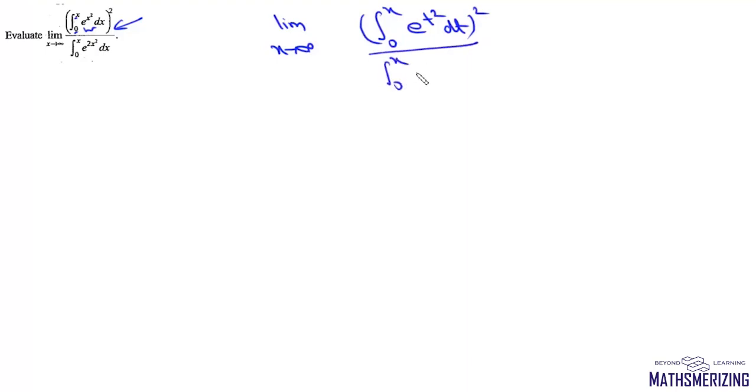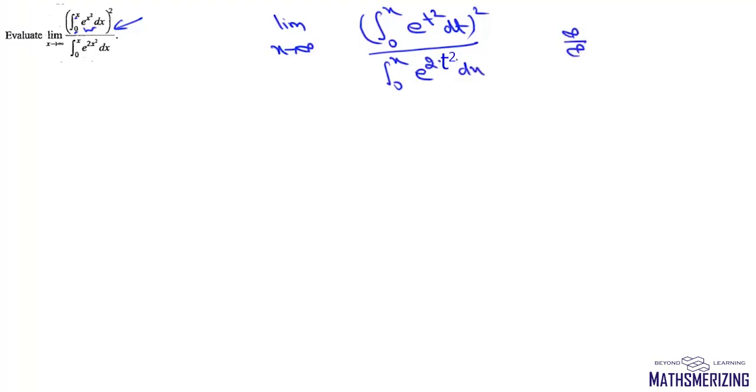Now here the question is, evaluate this limit x tends to infinity, the integral from 0 to x of e to the power x square dx, whole square, upon the integral from 0 to x of e to the power 2x square dx. Now I've taken this question from a standard textbook. So I think this question actually should be, we have to evaluate the limit x tends to infinity of the integral from 0 to x of e to the power t square dt, whole square, upon the integral from 0 to x of e to the power 2t square dt. Now this is an infinity upon infinity form.